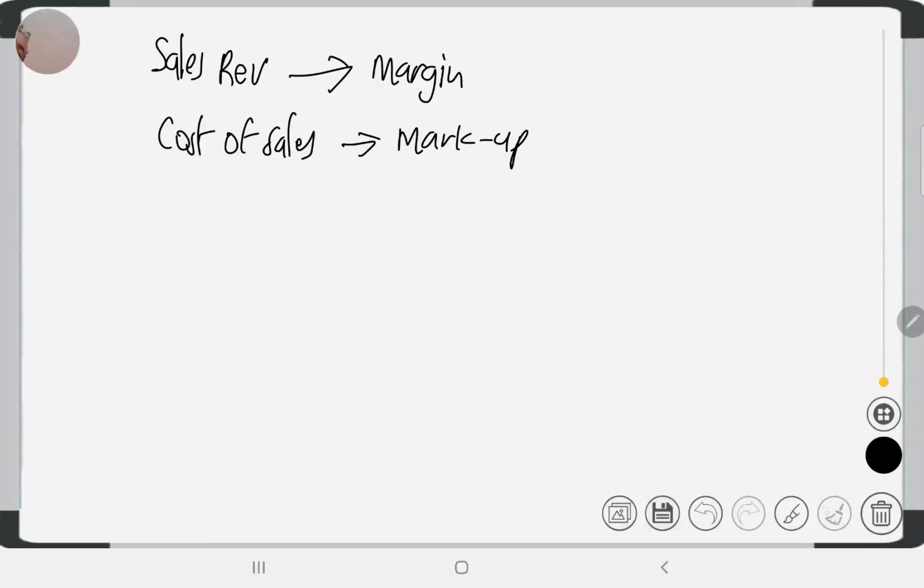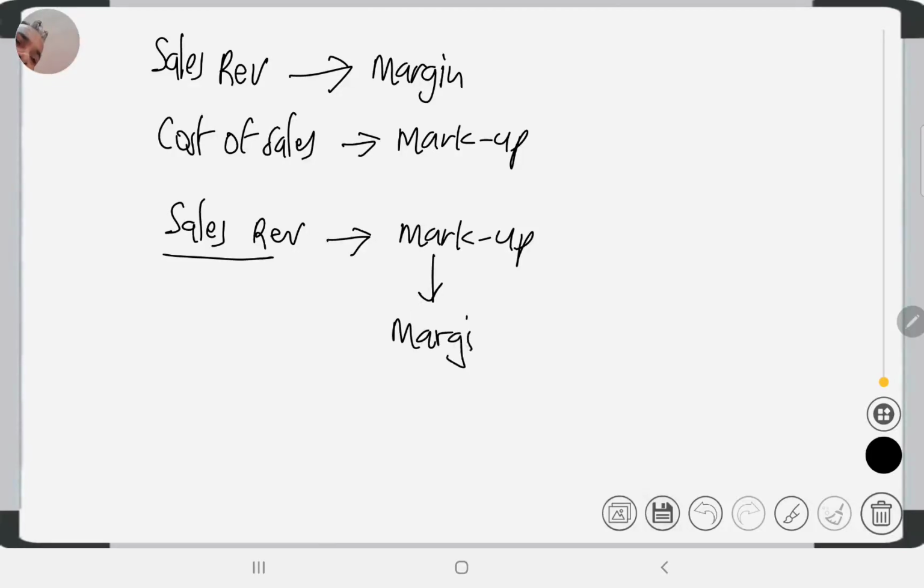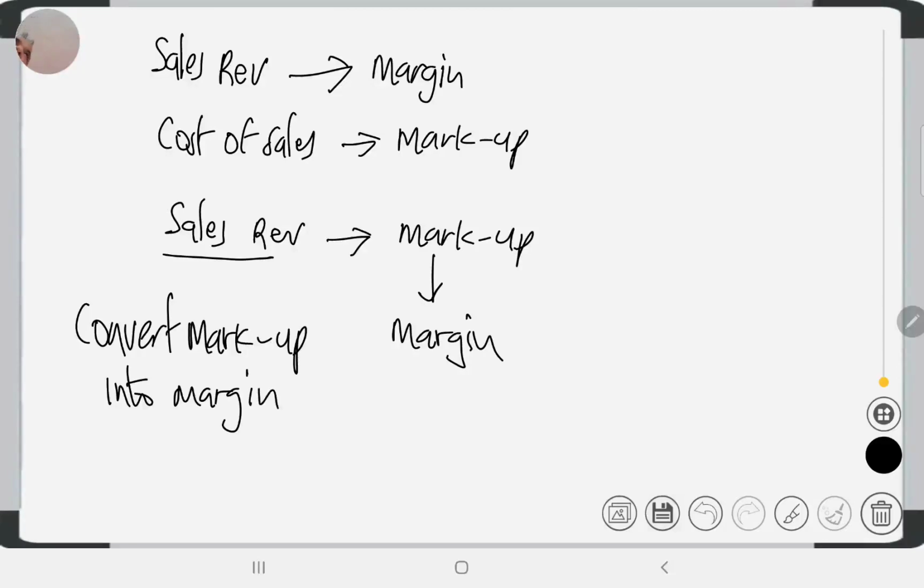But in some cases, we are given sales revenue, but this time we are given markup. So in this case, we cannot calculate gross profit directly because sales revenue will go with margin. So in this case, what we have to do is convert the markup into margin. Markup means cost price and margin means selling price.